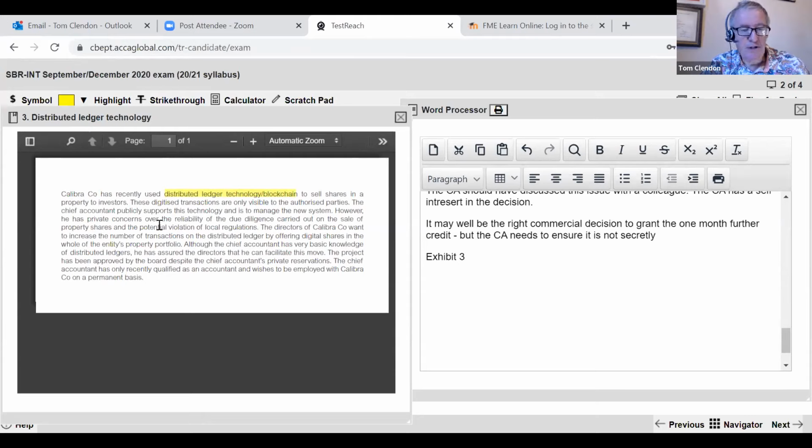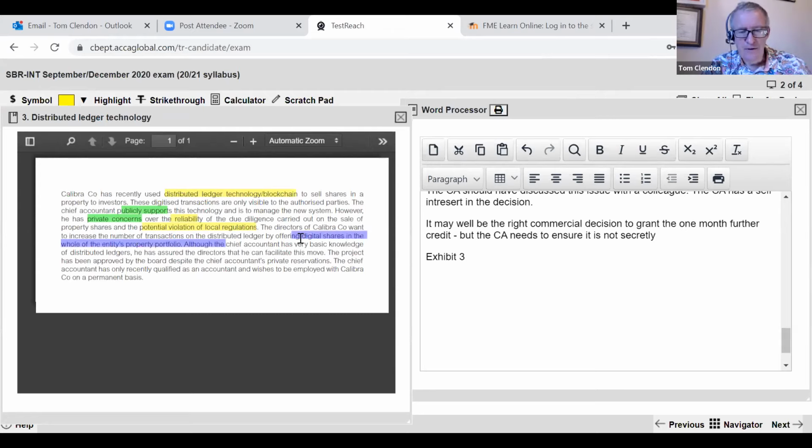Transactions only visible. Chief accountant publicly supports the technology. However, he has private concerns. Hypocrite. To say one thing in public and to think another thing in private is hypocrisy. He is concerned about the potential violation of local regulations. So he's concerned over whether or not they're reliable. Now, the directors want to push ahead.